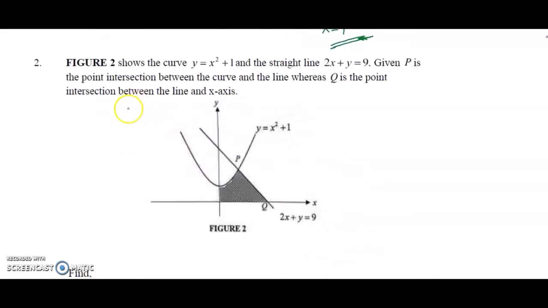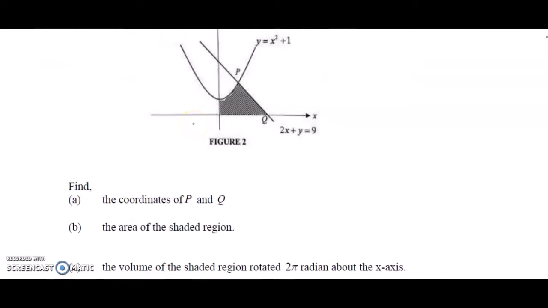So next, come to the question, Section B, question 2. Figure 2 shows the curve y equals x² plus 1 and the straight line 2x plus y equals 9. Given P is the point of intersection between the curve and the line, whereas Q is the point of intersection between the line and the x-axis. Firstly, we need to get the coordinates of P and Q.